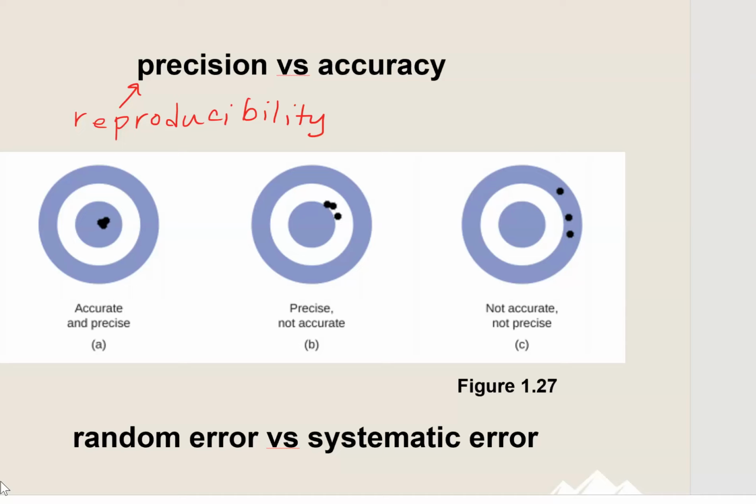Another thing we want our data to be is accurate, but that's not the same thing as precision. Precision talks about how close your measurements are to each other. Accuracy means agreement with the true value. And I'm going to put true value in parentheses there. Sometimes we know the true value and sometimes we don't.